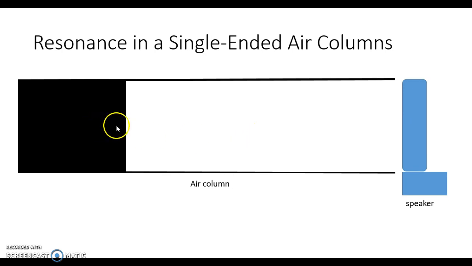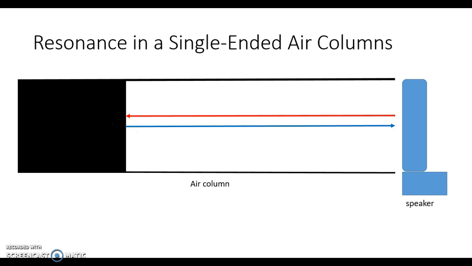The idea is to adjust the piston such that we find the location that will give us resonance within the air column. We generate a sound from the speaker, and that sound will go down to the end of the air column where the piston is. Because there's no way for the sound to escape, it will bounce back to the speaker. Again, the idea is to adjust the piston such that we get resonance. In this case, resonance will be represented by the loudest sound coming out of the air column.